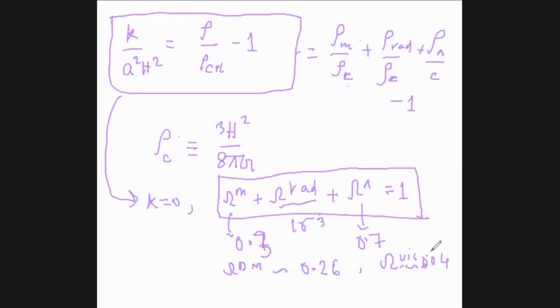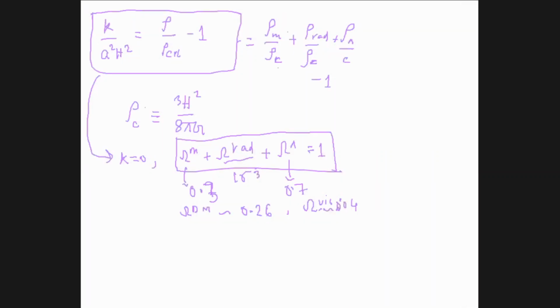So many times in cosmology, they don't use 70% or 26%. They use this normalized number by omega c. So this is another way of writing the Friedmann equation: omega matter plus omega radiation plus omega lambda is equal to 1 if k equals 0. Is this clear?